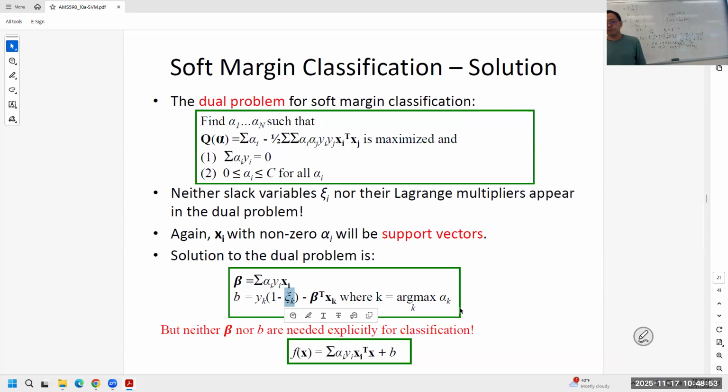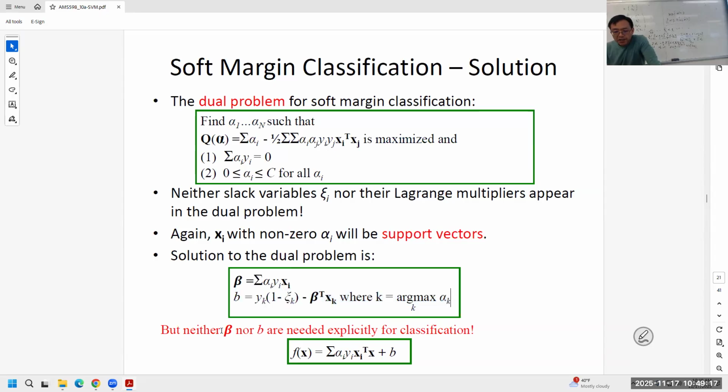But either one works if you pick one of them. Here I'm just using the maximum alpha_k, which is essentially saying anyone within the set, because if you take the max alpha_k, it's guaranteed not to be 0. So we can solve for beta and b for the soft margin as well.